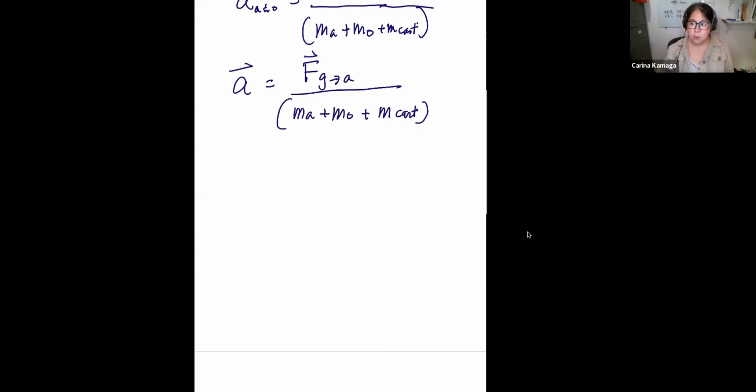Only worry about the force exerted on the system from the other object outside of the system. Forces inside the system, they all cancel out. So only focus on the forces exerted on the system from the objects outside. So that's what it means by defining a system.